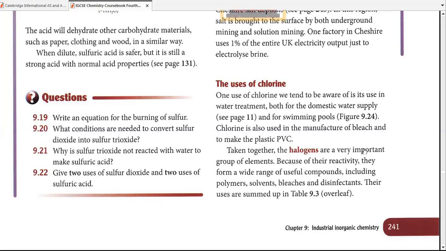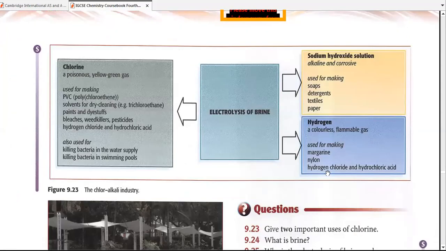Taken together, the halogens are very important, not just chlorine. So we need to discuss their wide use in polymers, solvents, bleaches, disinfectants, and the list goes on. They're all summed up on the next page. So moving on to page number 242, the three main products and their uses from electrolysis of brine or from the chlor-alkali industry are given over here. All right.